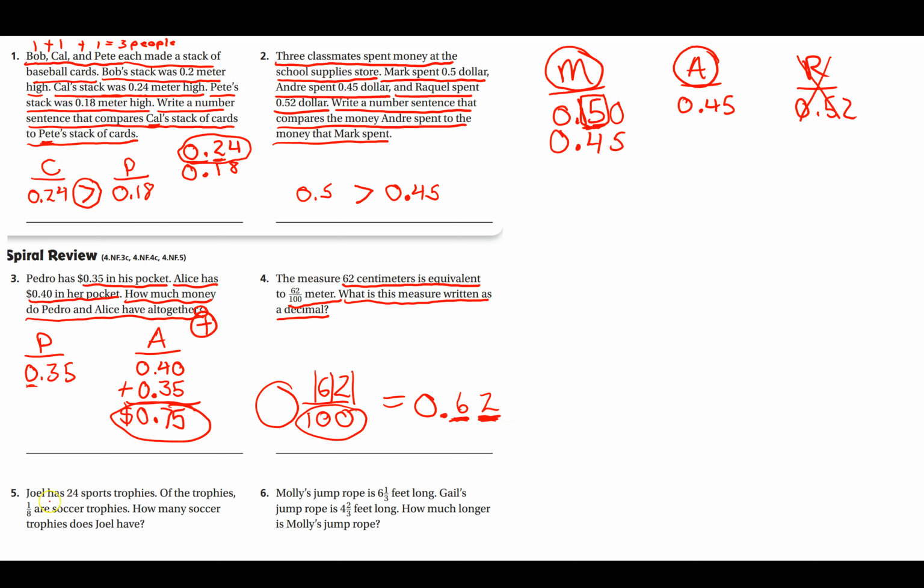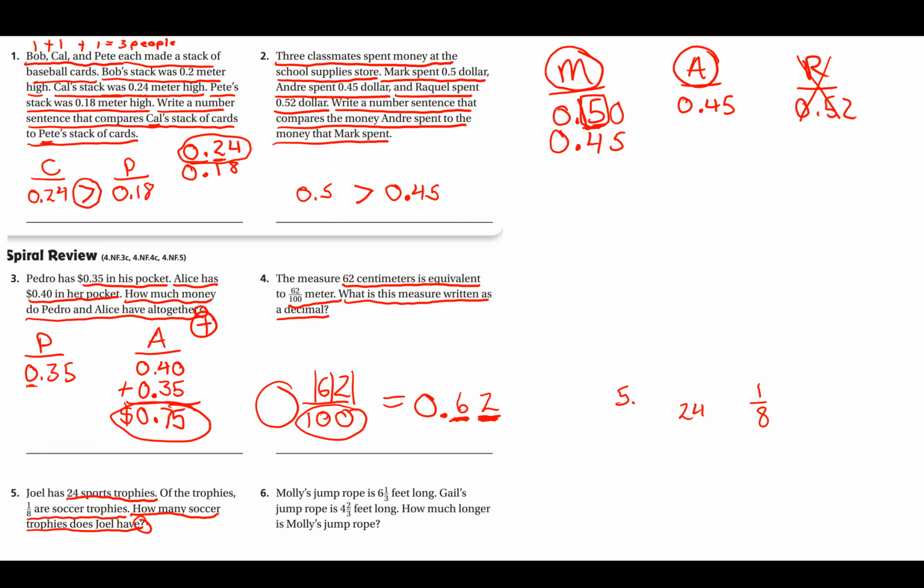Okay, number 5. Joel has 24 sports trophies. Of the trophies, 1/8 are soccer trophies. How many soccer trophies does Joel have? Okay, I'm going to do number 5 over here. So he has 24 trophies, and 1/8 of them are soccer trophies. Okay, so we need to break this 24 into 8 different parts, or part of 8.